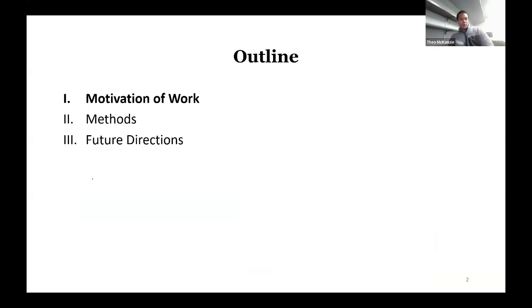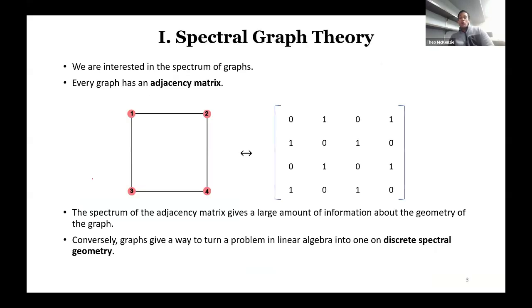Okay, so starting with motivation. This is going to be a talk about spectral graph theory. The general object that we're working with is the adjacency matrix. Every graph has an adjacency matrix. I have rows and columns that correspond to vertices. I put a 1 in an entry if there's an edge between the two vertices. I put a 0 if there's no edge between the two vertices.